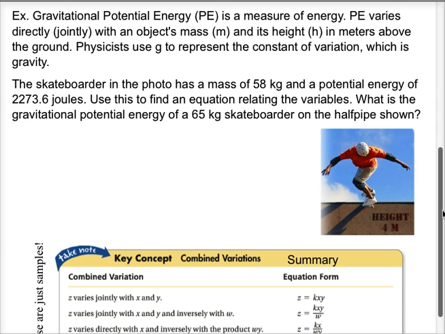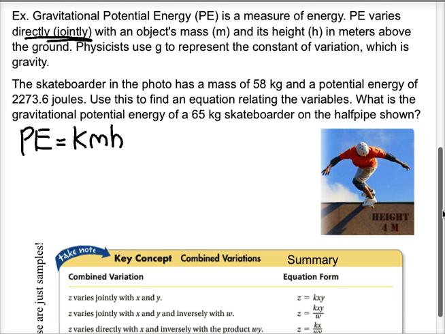All right, so first let's get this set up, shall we? So it says my potential energy varies jointly, which it even clarifies directly, with his mass and his height above the ground. So again, that's what jointly means. It means they have to relate both directly.